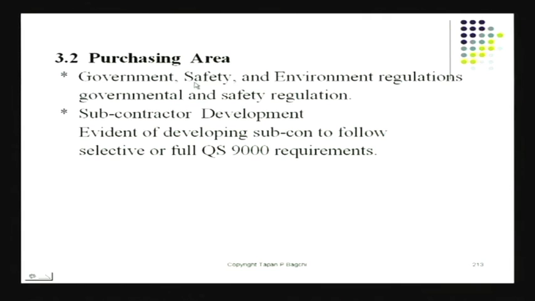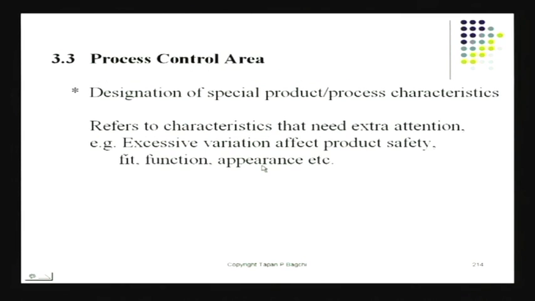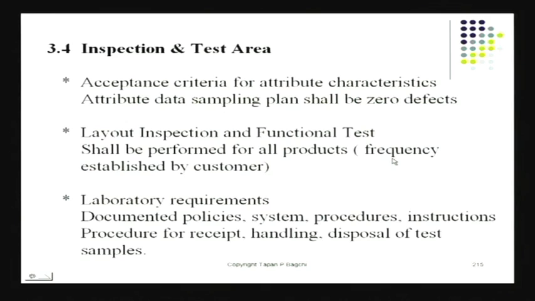Then of course, I've got the purchase area where I've got some controls that have to be there, and those are required. They are pulled out here, and I display them here for you. Process control area, again, here I've got extra attention paid to variations. Control of variation is a big thing, and safety, of course, is another big thing. These are all required as part of QS 9000.